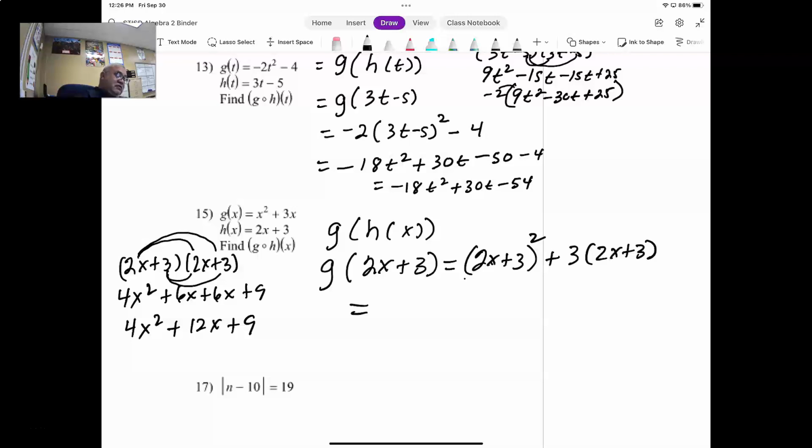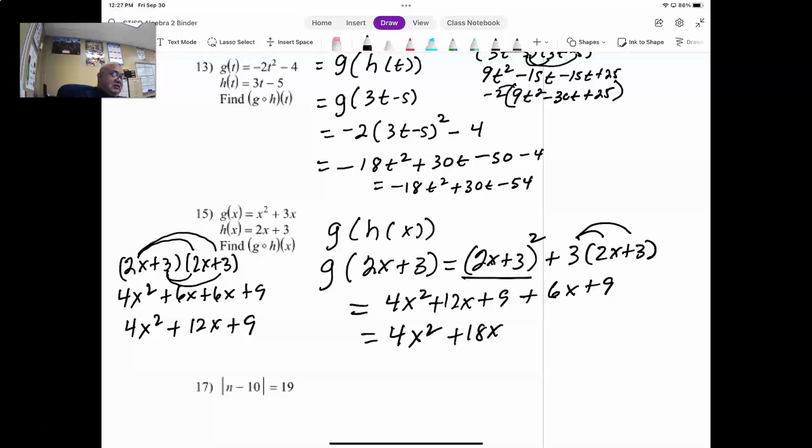I just did this right now on the side. So it's 4x squared plus 12x plus 9 plus distributive property. 3 times 2x is 6x. 3 times 3 is 9. Combine like terms. 4x squared. 12x plus 6x gives you 18x. 9 plus 9 gives you 18.